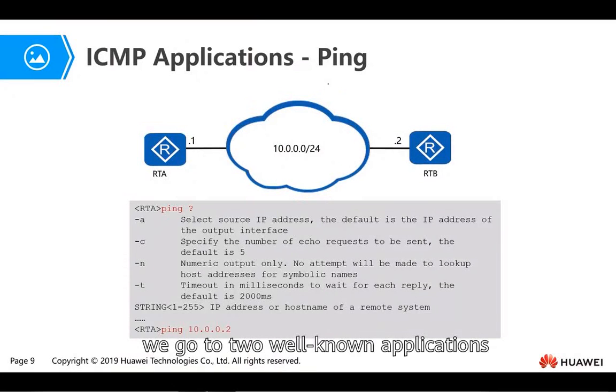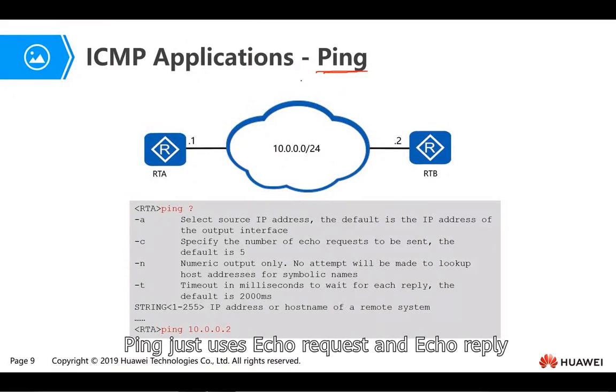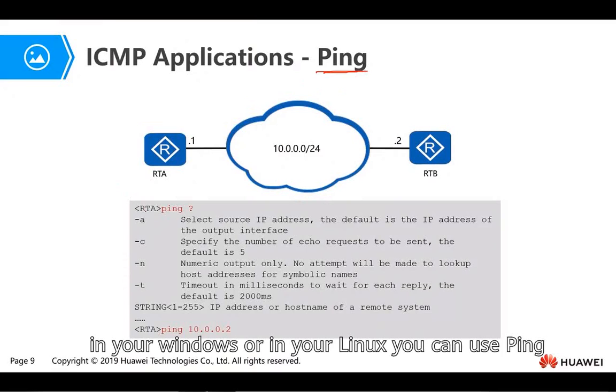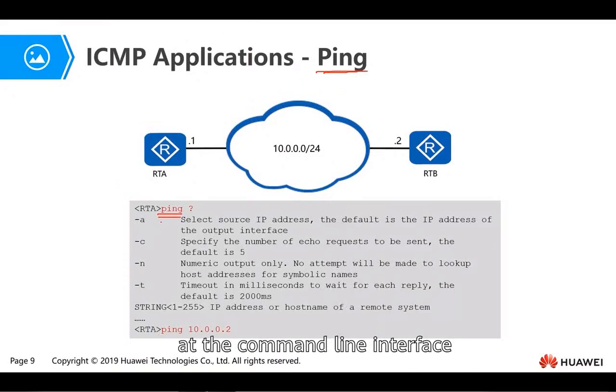We go to the two well-known applications. The first is the ping, and another is the trace route. Ping just uses the echo request and echo reply. In your router, of course, in your Windows or in your Linux, you can use ping as the command line interface. And then with ping, you can specify directly an IP address or host name.